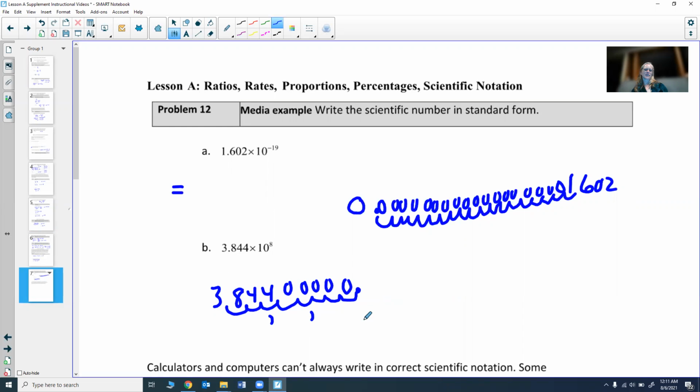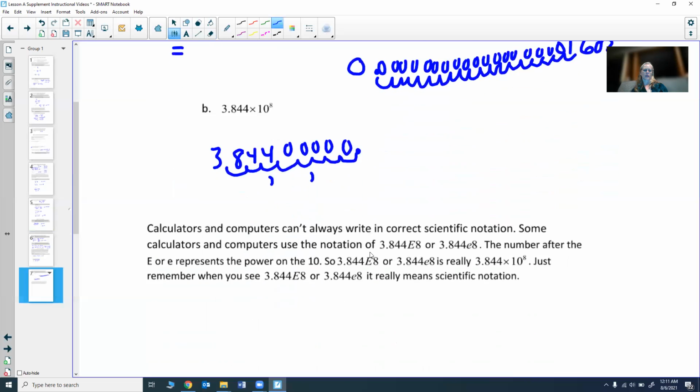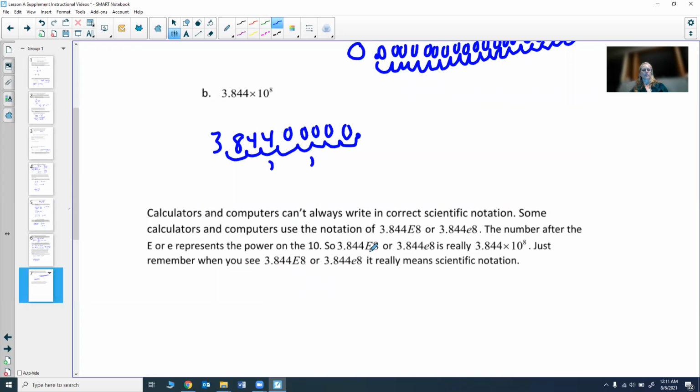Notice the scientific notation is way easier to look at. Just a quick note, calculators and computers can't always write in scientific notation. Some calculators and computers use a notation of 3.844E8, or 3.844 with a little e with an 8 after it. The number after the big E or little e represents the power on the 10. So 3.844E8 is really 3.844 times 10 to the 8th.